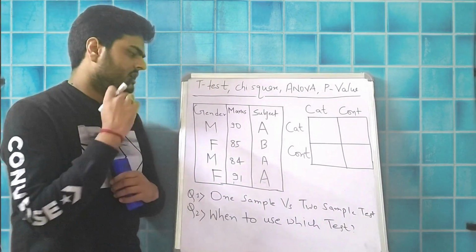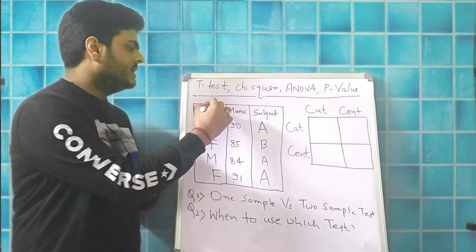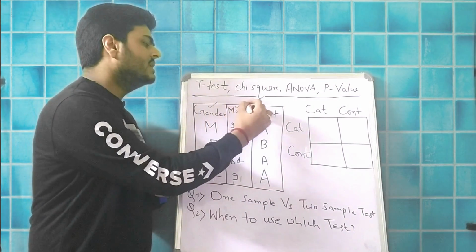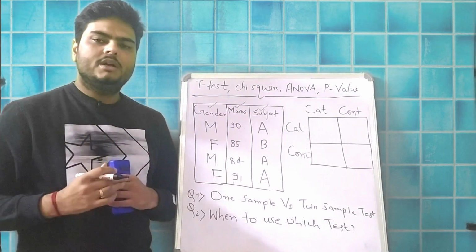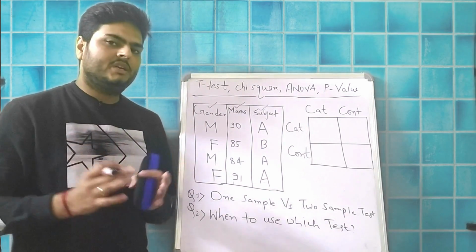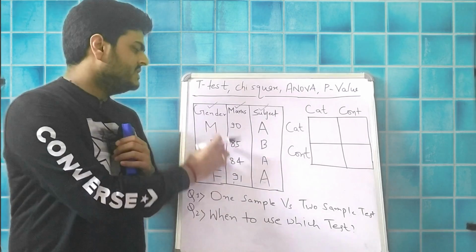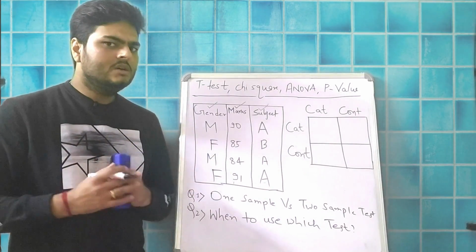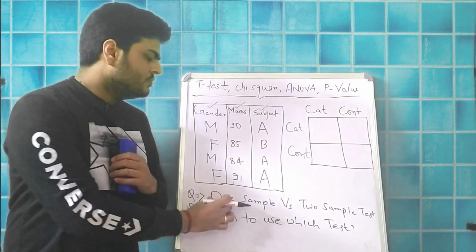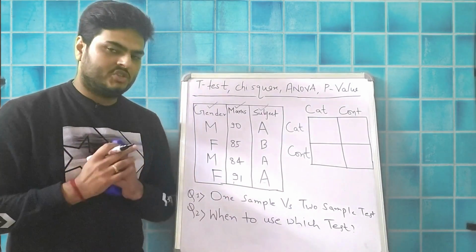Let's talk about this data. So I have created a simple data here. I have a gender column, I have a marks column, and I have a subject column. Imagine this is a class data, a student's data. Okay, so we have gender, marks, and subject. To start with, what is one sample versus two sample test?